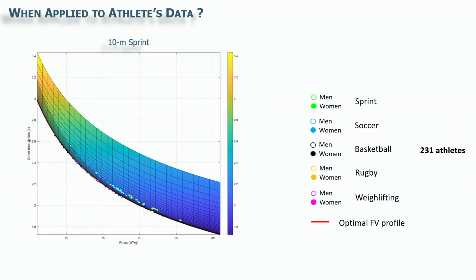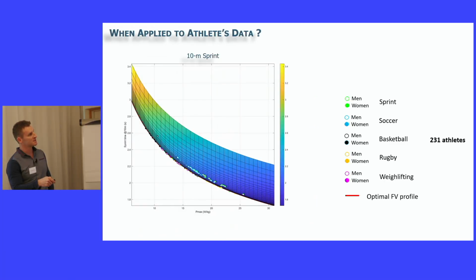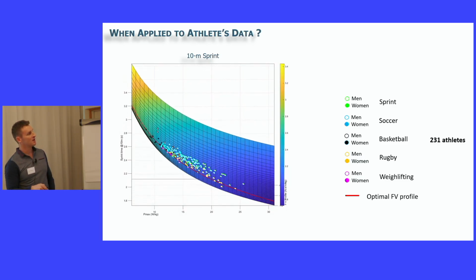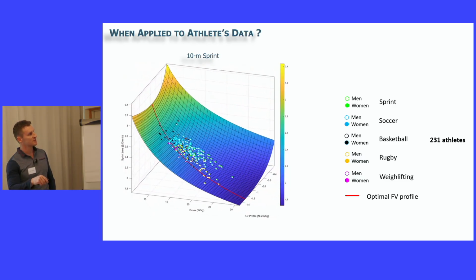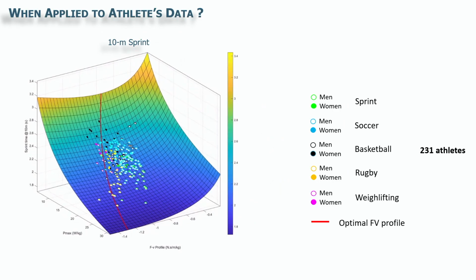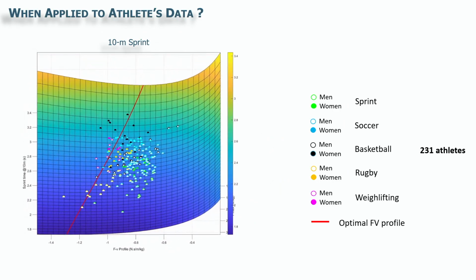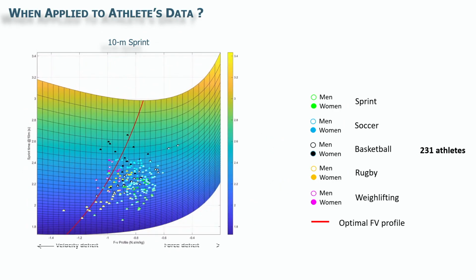It's another way to represent the effect of maximal power on sprint performance. When you increase the maximal power, the sprint time decreases, so the sprint performance increases, for a 10-meter sprint. But you also have the effect of the force-velocity orientation here. So you have a representation in three dimensions. You can see that the performance increases until the minimum point, then increases again. And the valley between the two mountains here, the red line, represents the optimal profile.